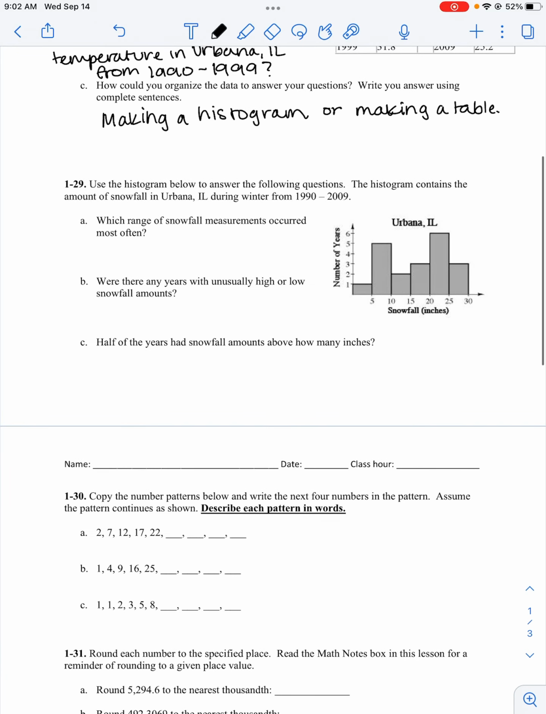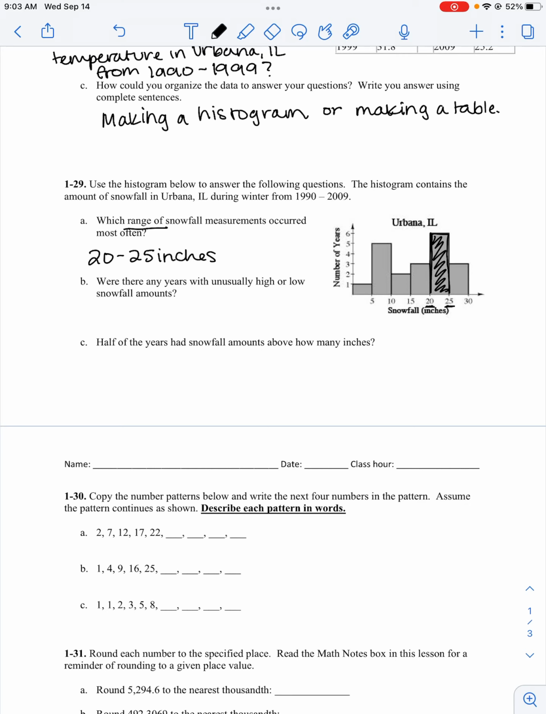Okay, problem 29 uses a histogram. We are using the histogram below to answer the following questions. The histogram contains the amount of snowfall in Urbana, Illinois during the winter from 1990 to 2009. So which range of snowfall measurements occurred the most often? Well, the most often would be the highest bar. So that would be this bar right here, which means that the range of snowfall would be 20 to 25 inches. I want to include 20 and 25 because it's somewhere in between those amounts. I don't know exactly.